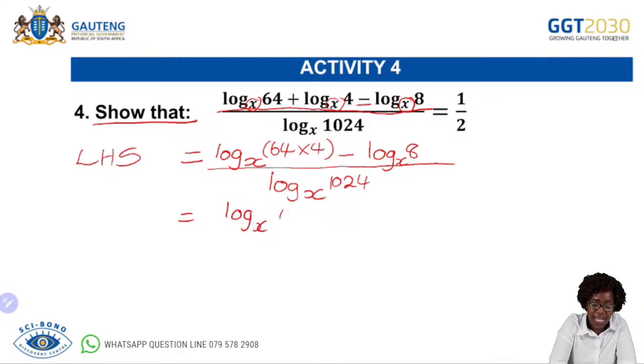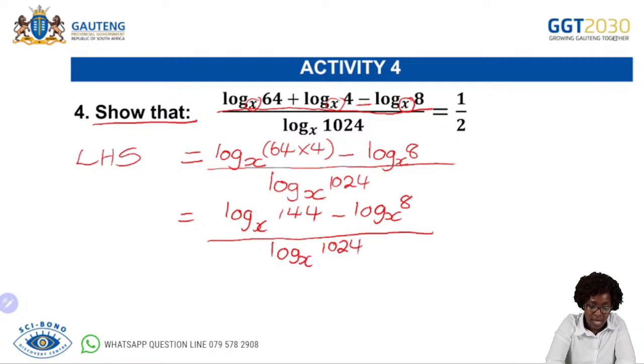144. So we have log of 144 to base x minus the log of 8 to base x, and this is divided by the log of 1024 to base x. I know this is making our calculation a little bit longer, but this ensures that we do not make mistakes when we are working with our questions.